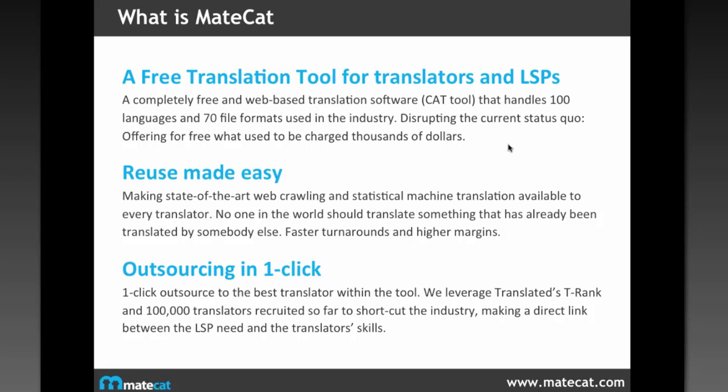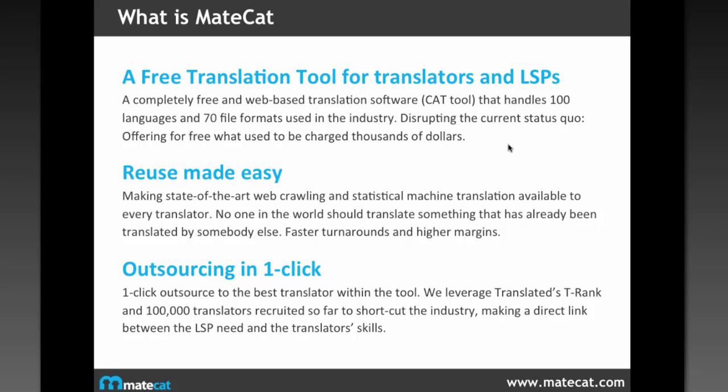We don't just use public translation memory, but we also use private translation memory. So if you want to use your own private translation memories, you can do that in MateCat. And on top of that, you also get statistical machine translation for free. That helps you translate faster and maybe even increase your margins.